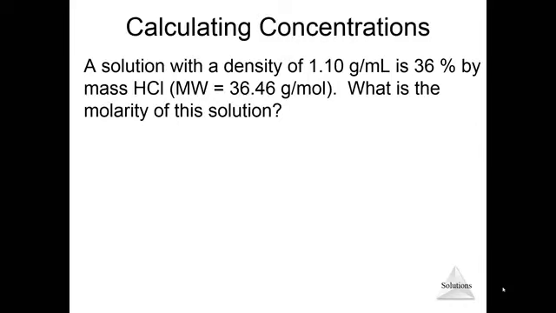The example that we're going to utilize today is a solution with a density of 1.10 grams per milliliter that is 36% by mass HCl, which has a molecular weight of 36.46 grams per mole. Initially, let's try to figure out the molarity of this solution, and then we use the same given information to calculate its molality. If we're going to calculate the molarity to begin with, we are going to need the moles of solute, in this case HCl, and we are going to need the total volume of solution in liters.